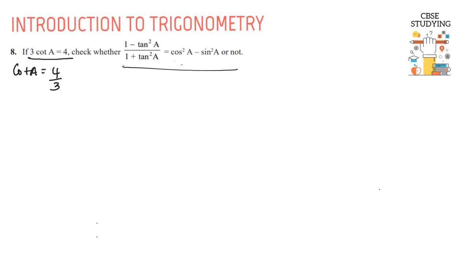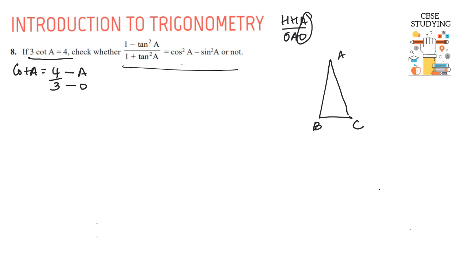If you know that after this step, I know the formula, what is the trick for me for the next step? Adjacent by opposite. And for cot, it is adjacent by opposite. That means this is adjacent and this is opposite. So immediately I'm going to draw a triangle A, B, and C. Cot A means adjacent by opposite. Which side is adjacent to me? AB. So AB measurement is 4. Which side is opposite to angle A? BC. So BC measurement is 3.